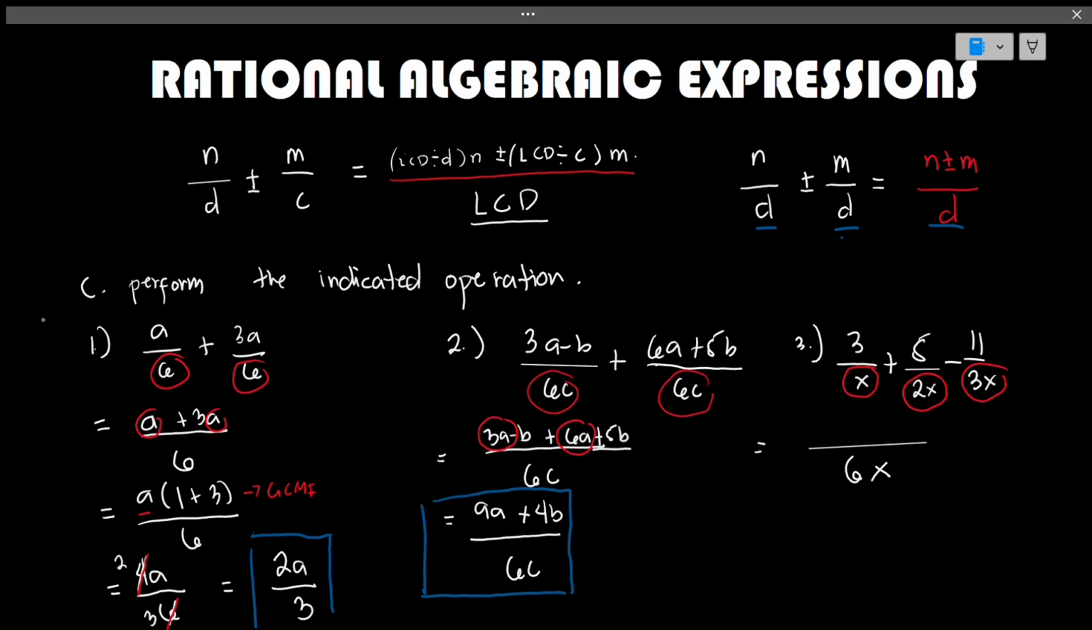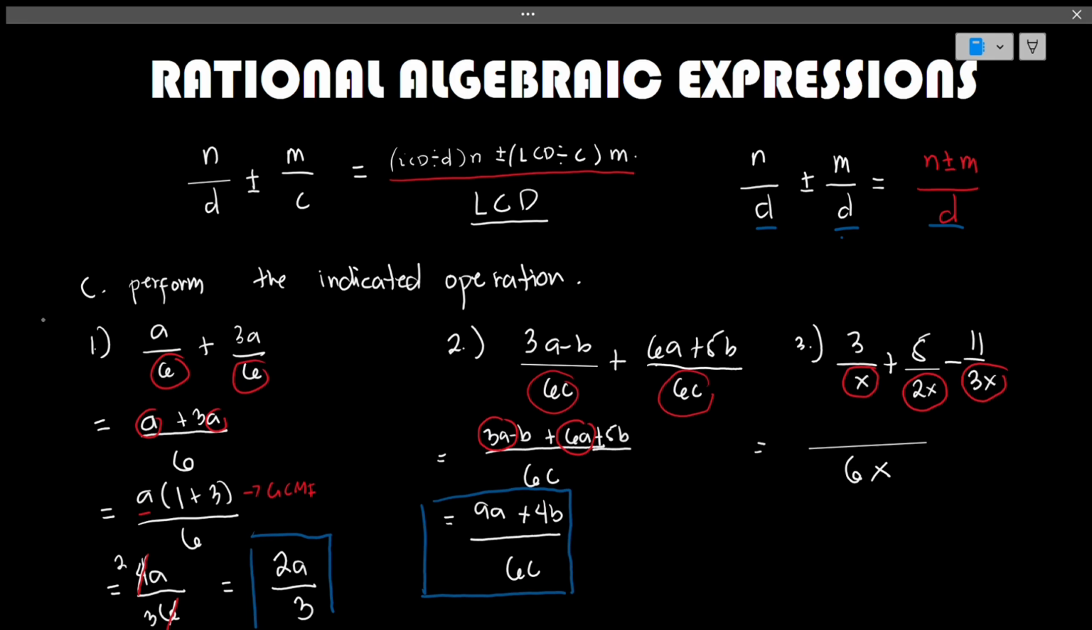That will be the LCD of our fractions. Now, remember this part: we get the numerator by taking the LCD divided by the first denominator, then multiplying by the first numerator, then the operation, then do the same thing to the other fraction.